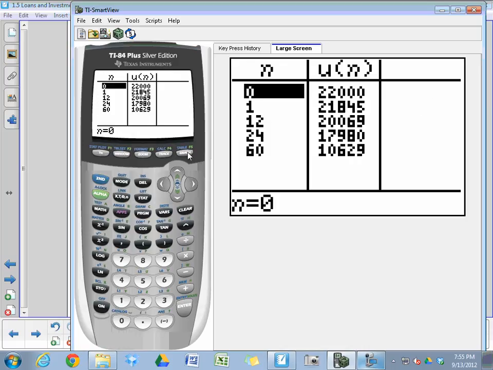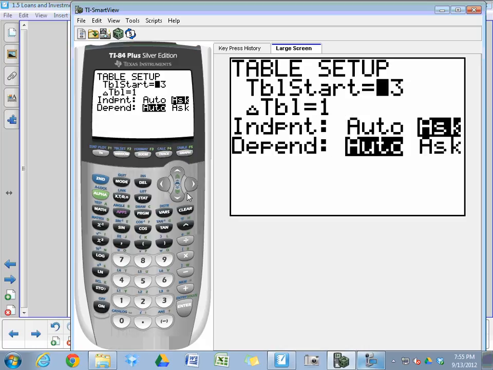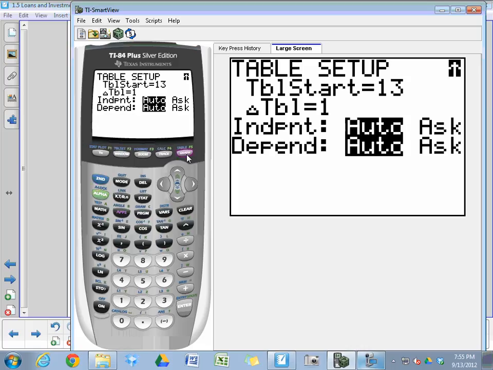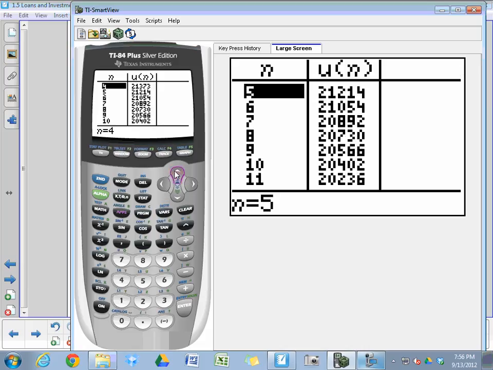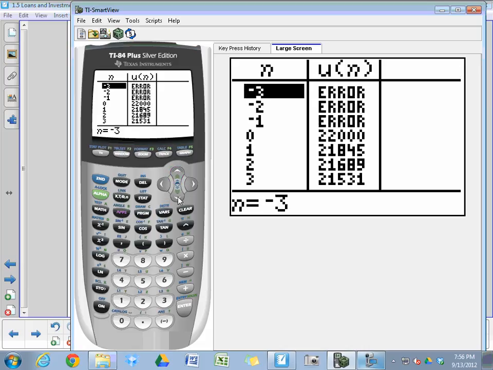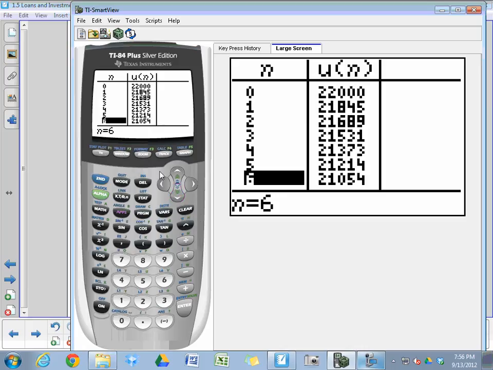Now we can go to second table, and it will generate a list of the dollar amounts that are left on the loan versus the number of months that have gone by. Let me just show you what yours probably looks like. Sorry, I forgot to change this setting. So right about here is probably where yours begins. It says 0, 22,000. After 1 month, you're down to 21,845. After 2 months, you're at 21,689, and so on.